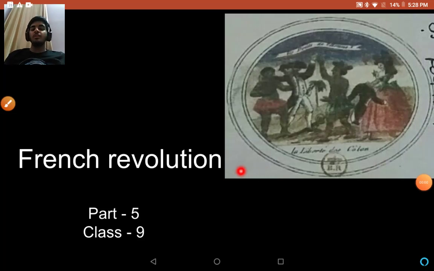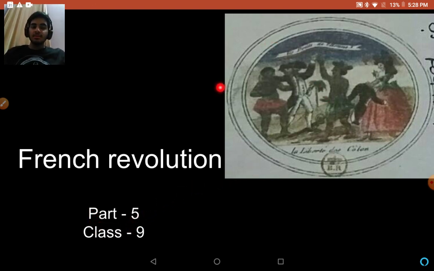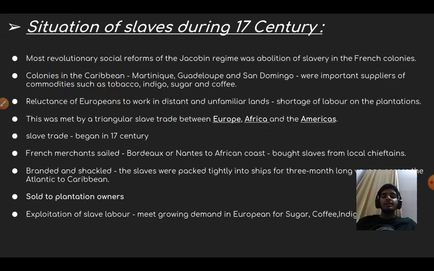Hello everyone, today we are going to continue our French Revolution chapter, and today we are going to study part 5. As you can see in this picture, this is a slave and this is an Englishman who is treating the slave very badly. By seeing this picture, I think you have got an idea that today we are going to talk about slavery.